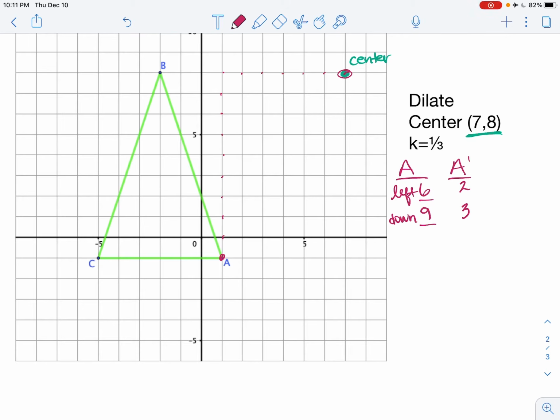Okay, so I'm going to graph A prime. Again, I'm starting at the center. I'm going to go the same direction, but the distance has changed from A to A prime. So starting at the center, I'm going to go left 2, down 3. So this is the location of A prime.